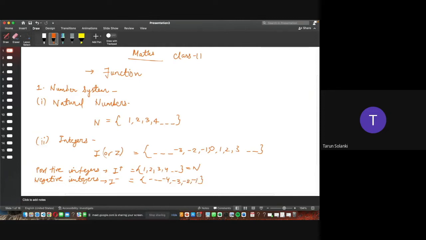Non-negative integers, which will include your 0, 1, 2, 3, 4. So these are your whole numbers also. Non-positive integers, which will include -3, -2, -1, and 0. So this is all about the natural numbers and the integers. You can note this down first.